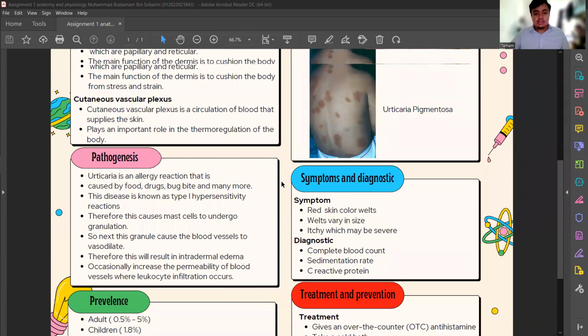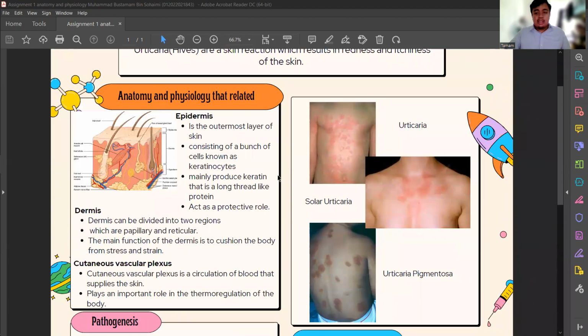Next, here are examples of urticaria. As you can see here, the urticaria. Here also are solar urticaria and urticaria pigmentosa.